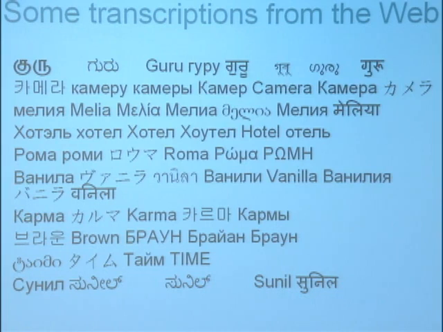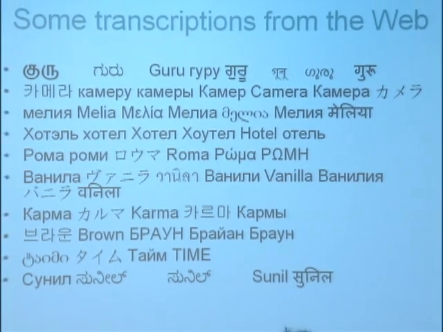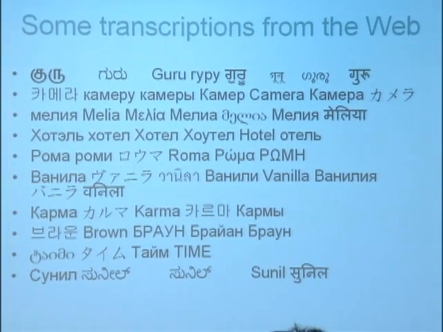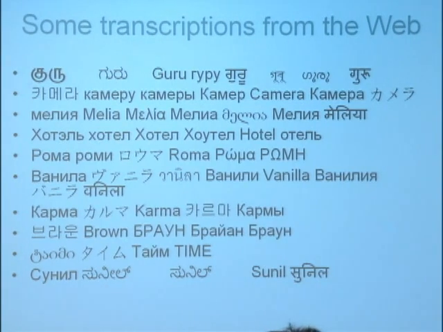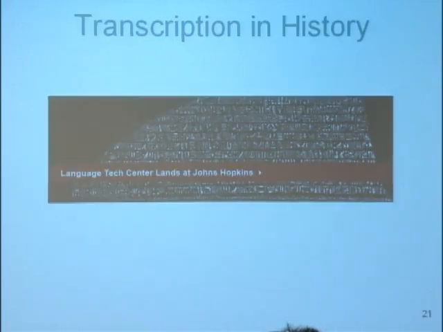Just to be clear what we're talking about here, here are some examples of what I'm going to be calling transcriptions, or what's more colloquially called transliterations. These are examples of the same word or name written in different scripts. Just for example, you have the word guru occurring in Cyrillic and in Kannada and in Tamil and so on and so forth. And all of these are extracted automatically from web resources.